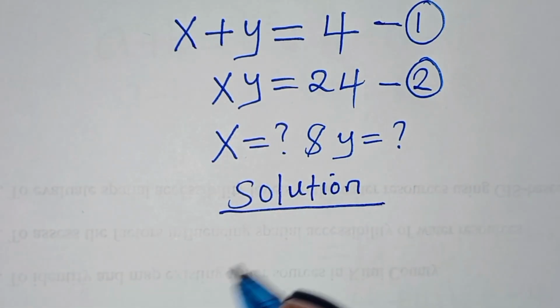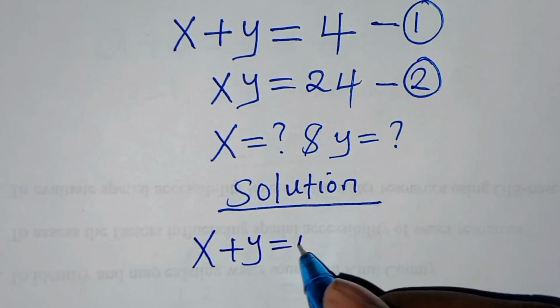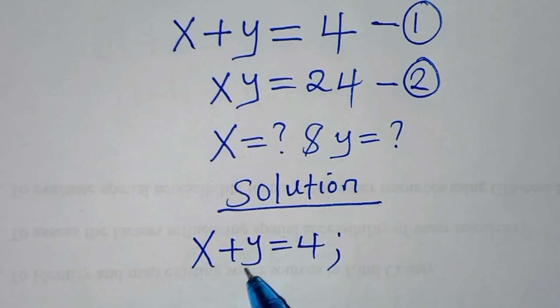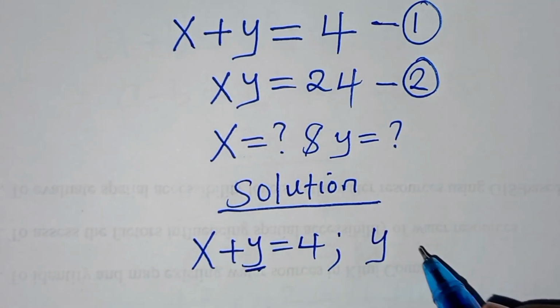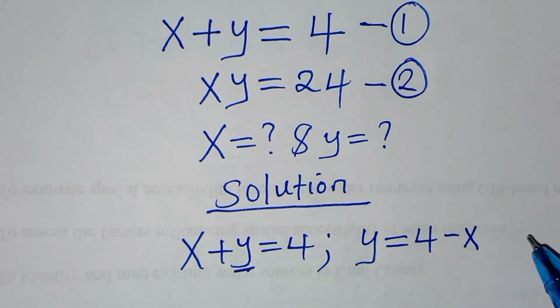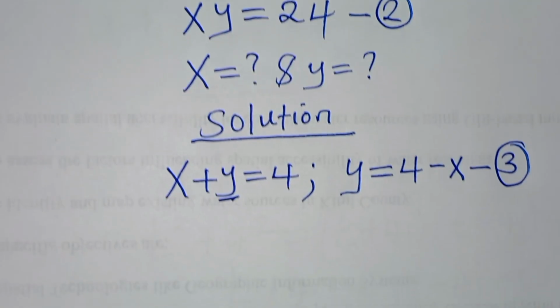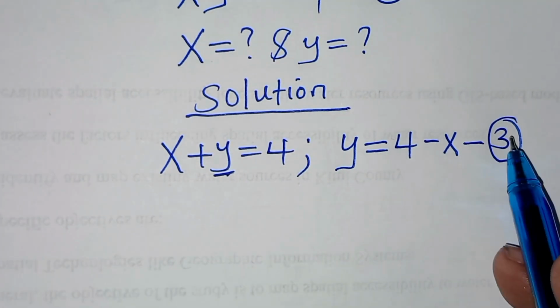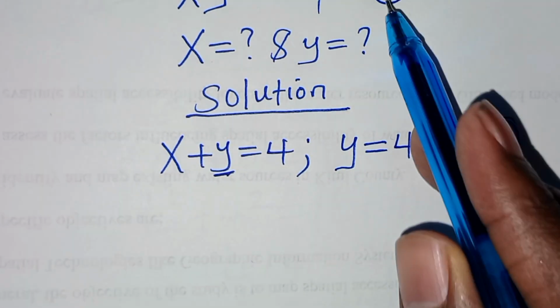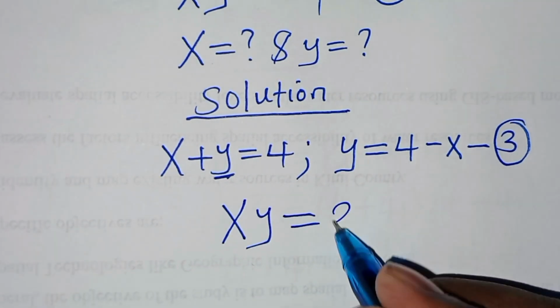From equation 1, which is x plus y equal to 4, let's make y the subject of the formula so that we'll have y is equal to 4 minus x. Let's call this equation 3. Now, from equation 3, let's substitute into equation 2. Equation 2 is x times y, which is equal to 24.